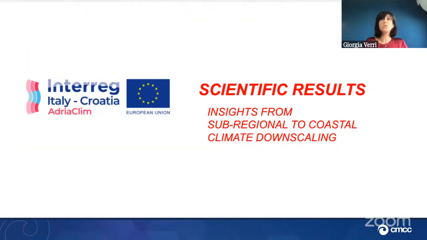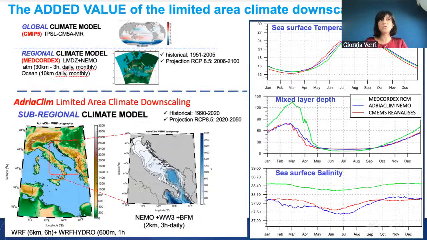We performed two time slice climate experiments covering historical range and mid-term future up to 2050. And the first step was to evaluate the performance of our limited area climate downscaling. So we focused on the historical range and we compared with available Copernicus reanalysis.